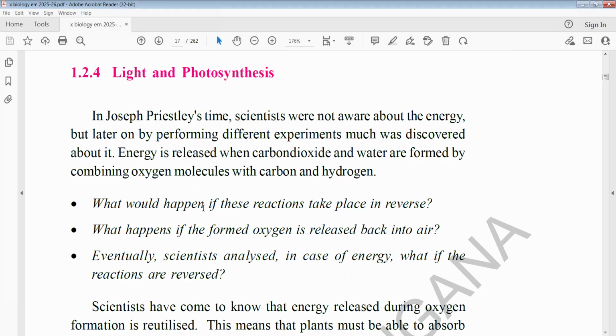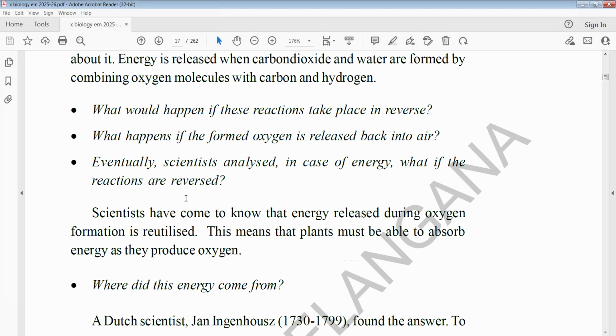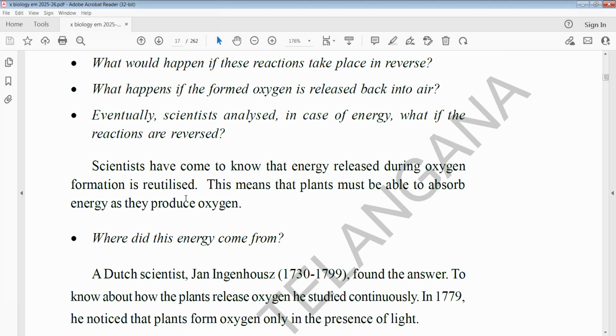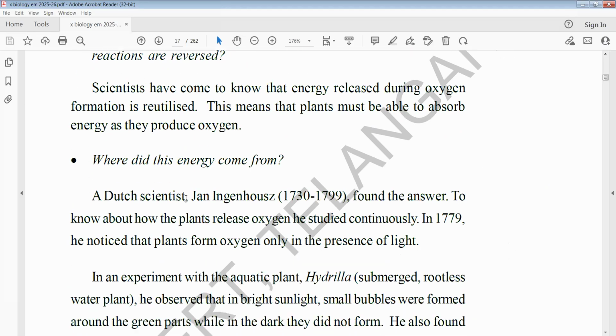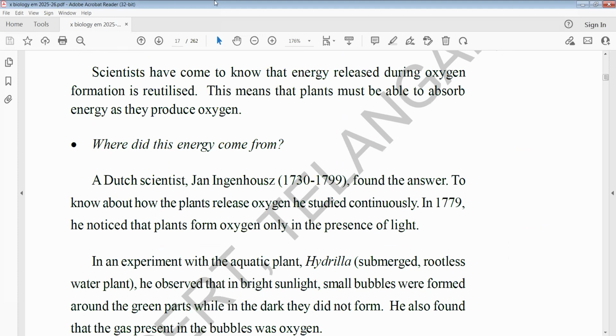And now light and photosynthesis. Light is also a most important factor to carry out photosynthesis. Mainly to prove that light is essential, John Ingenhousz, a Dutch scientist, noticed that plants release oxygen only in the presence of light. So this sentence indicates that plants release oxygen only in the presence of light.